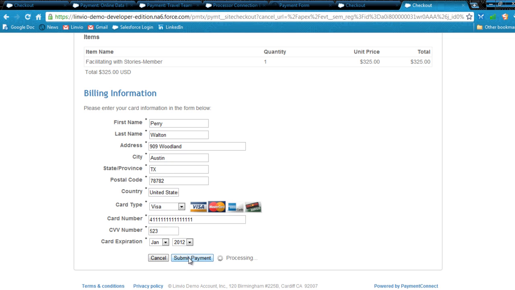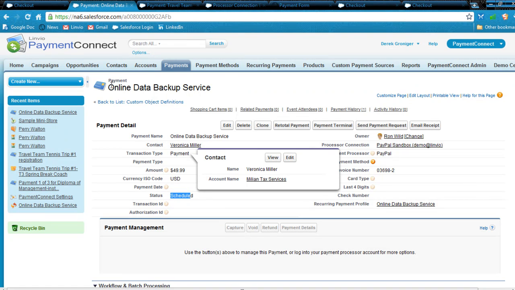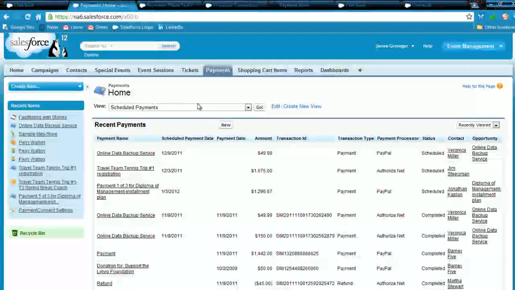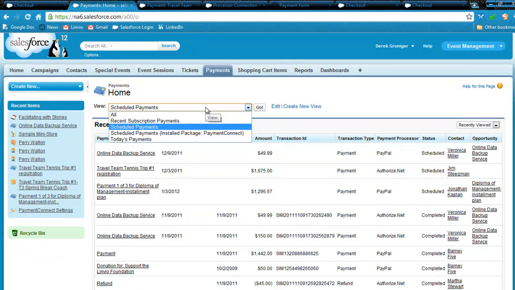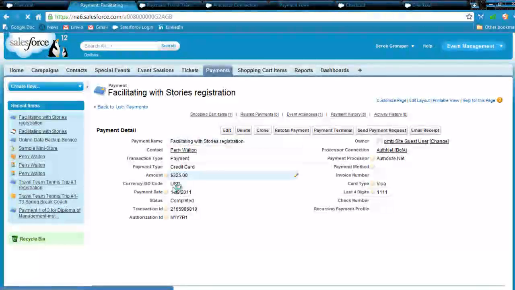I submit the payment through the API, and I'm given a successful transaction. So now when I go back into Salesforce, look at my payments, and we'll look at today's payments. Facilitating registration, there he is, Perry Walton.